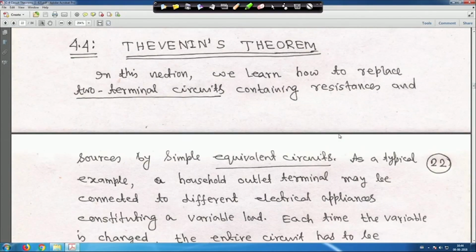After source transformation, which we have learned, the next important thing to learn is Thevenin's theorem. In this section we will learn how to replace a two-terminal circuit containing resistances and sources by a simple equivalent circuit.